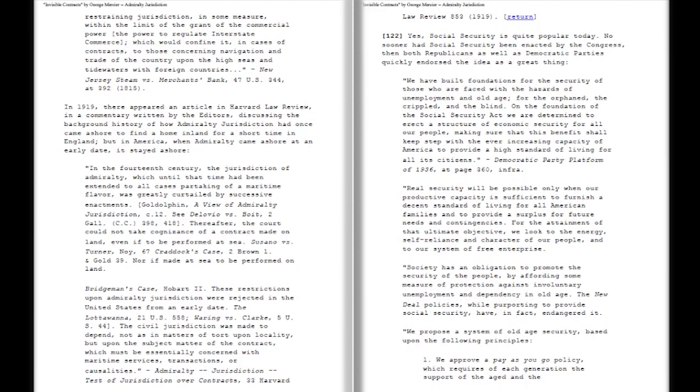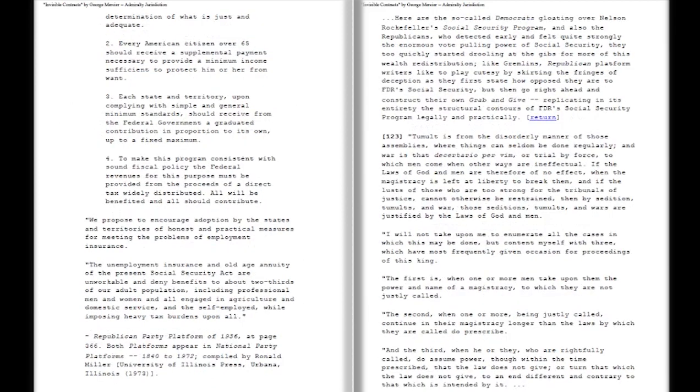We propose a system of old age security, based upon the following principles. 1. We approve a pay-as-you-go policy, which requires of each generation the support of the aged and the determination of what is just and adequate. 2. Every American citizen over 65 should receive a supplemental payment necessary to provide a minimum income sufficient to protect him or her from want. 3. Each state and territory, upon complying with simple and general minimum standards, should receive from the federal government a graduated contribution in proportion to its own, up to a fixed maximum.